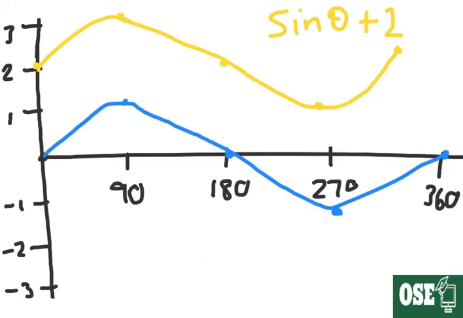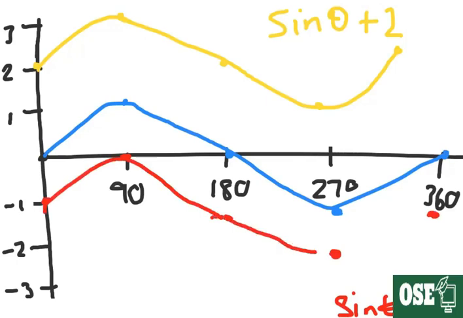And then for sine theta minus 1, the graph is going to look like this. So can you see how Q affects our graph?